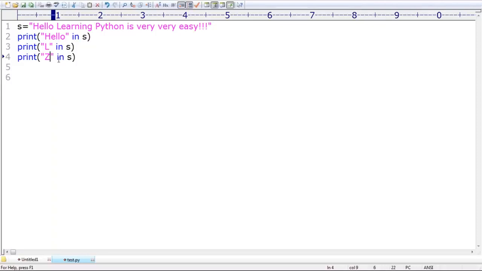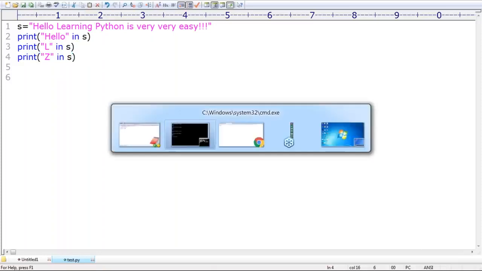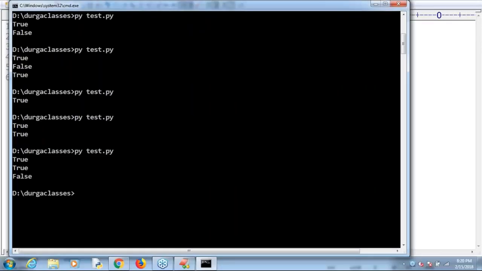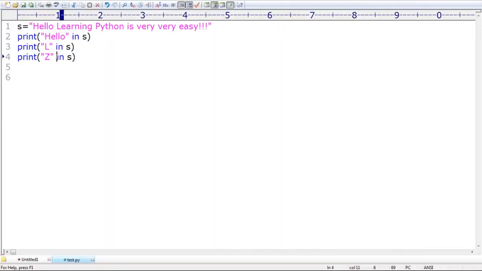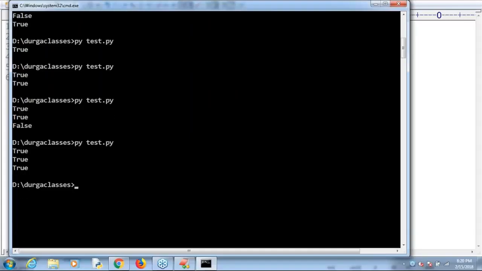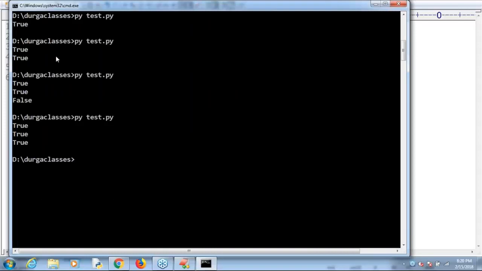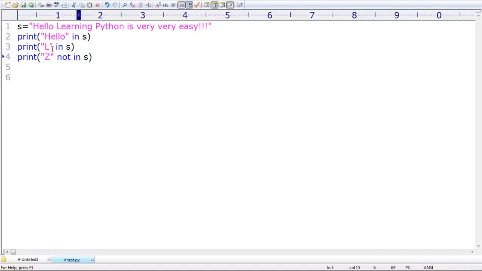Next, "Z" in S, yes or not? What is the answer? By default we are going to get False as the answer. If I take not in, what answer do we get by default? True itself is the answer. Clear?